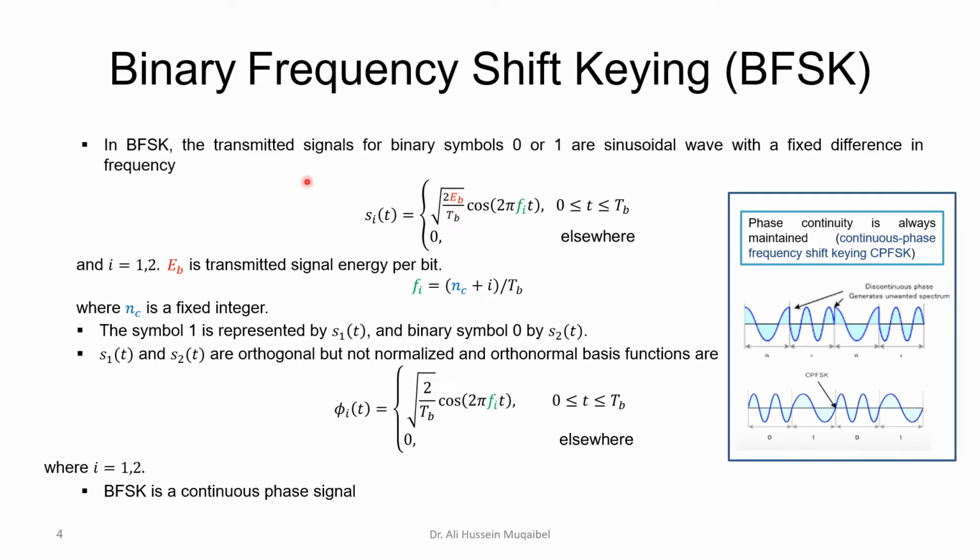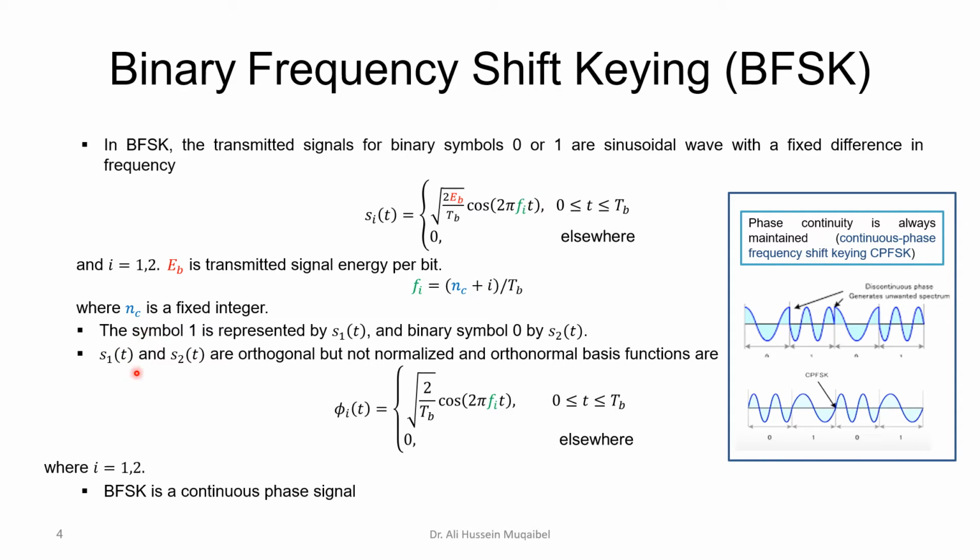So basically in frequency shift keying, we distinguish the two symbols by the frequency fi. To make sure that the frequencies are properly chosen, fi equals (nc plus i) divided by Tb, where i is just 0 or 1. So it's a scaled version of 1 over Tb, where nc is a fixed integer. The symbol 1 is represented by S1, and the symbol 0 is represented by S2, so i is either 1 or 2.